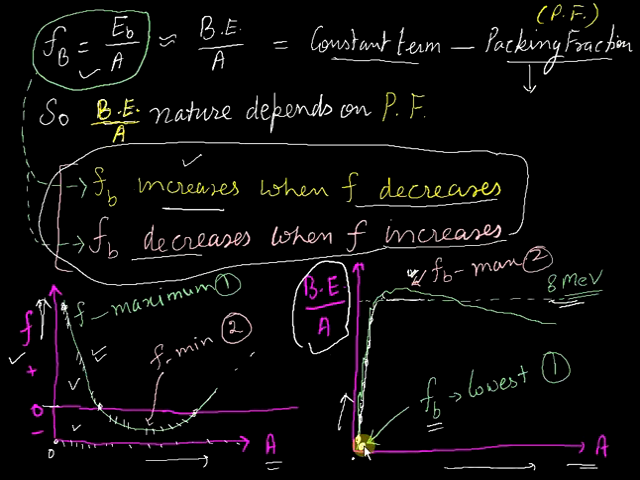So initially for the light mass region, FB is minimum, but here the packing fraction F is maximum. Here you see this binding energy per nucleon value, which is hidden in the FB symbol, is maximum, but here you can see the value is minimum. So this information you can see with this mathematical formula. Binding energy and packing fraction complement each other and give the information about nuclear stability.